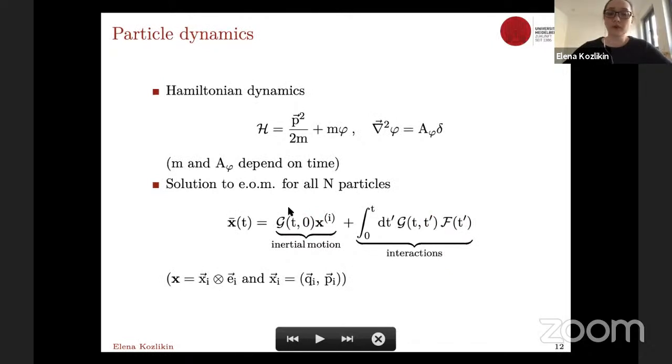Right. So as I said, we always deal with an ensemble of very many particles. And so we usually just, as a shorthand notation, write the trajectory for all particles in a tensor notation, but the structure remains the same. So we have an inertial motion and we have a part that contains the interactions between all particles.